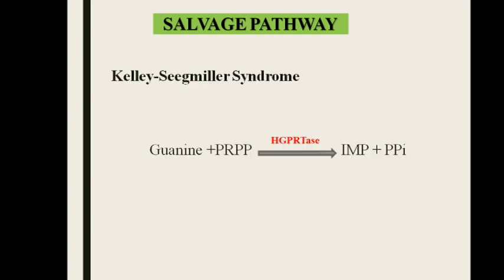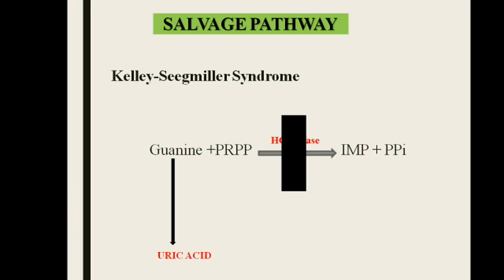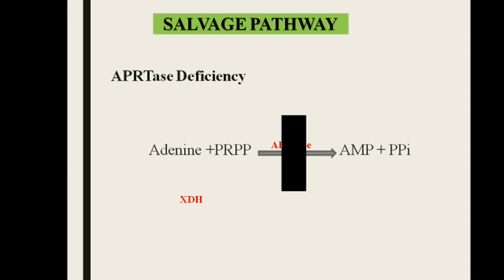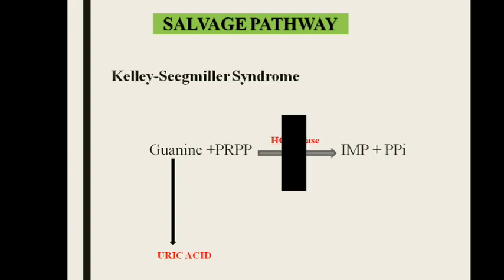Now coming to Kelley-Seegmiller syndrome. In this syndrome, again, there is a deficiency of this particular HGPRT, but not a complete deficiency, unlike in Lesch-Nyhan syndrome. There is a partial deficiency of this enzyme. Again, there is formation of uric acid because the guanines are diverted into purine degradation, resulting in hyperuricemia. The clinical manifestations are almost similar to Lesch-Nyhan, but the severity is less.